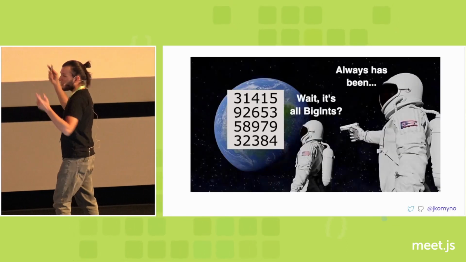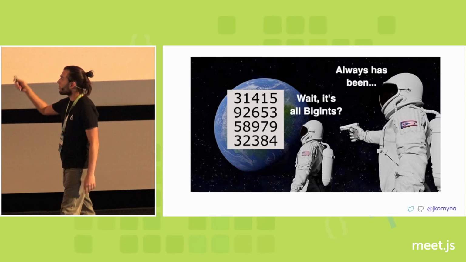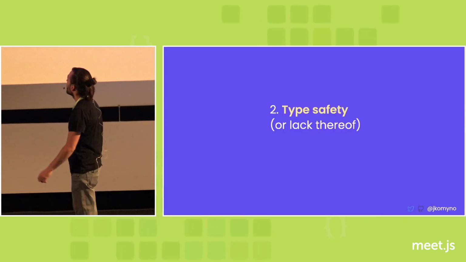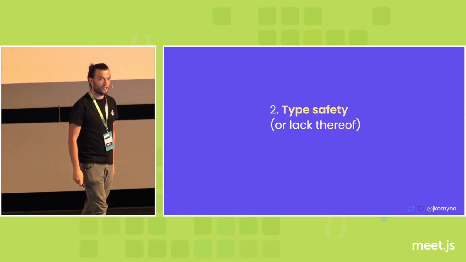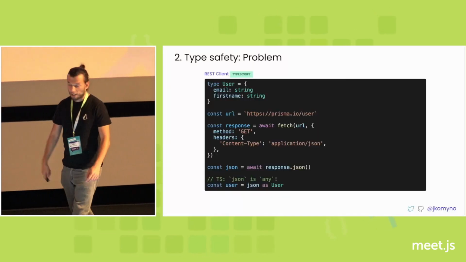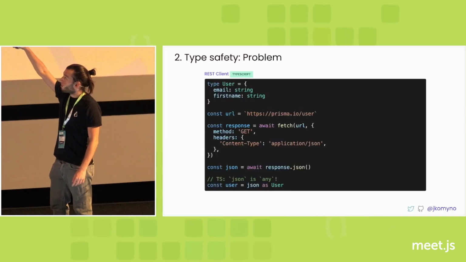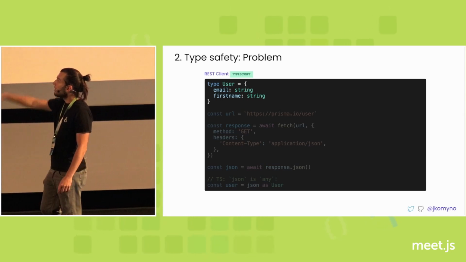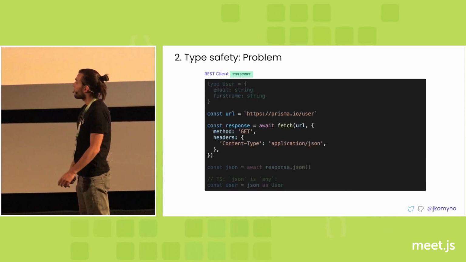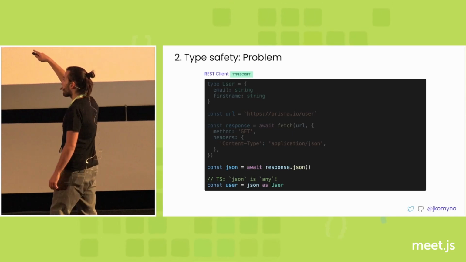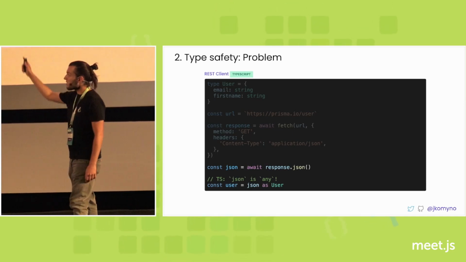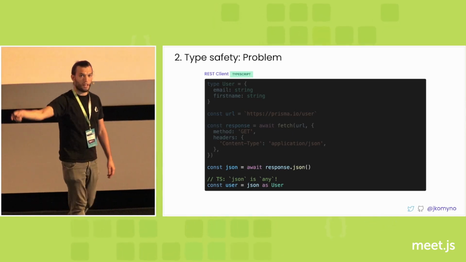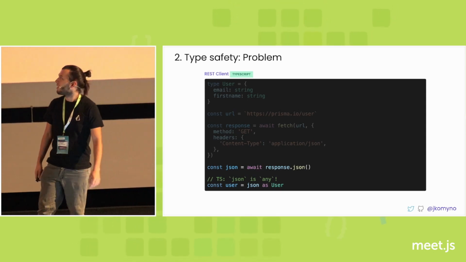So it turns out it was BigInt all along, and that's what we wanted. What's the next problem? Type safety. JSON is not type safe at all. This is similar to before, right? We have a user type. We retrieve data from a fetch request. We get the response from .json(), and we cast it. We assume it's a user.